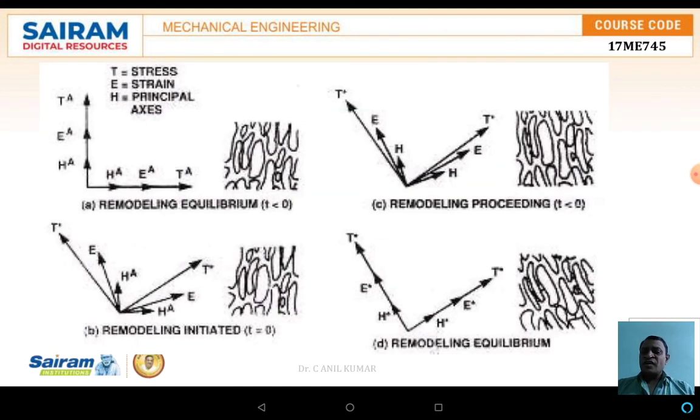This is a structural explanation with respect to the stresses and also the strains and also the principal axis. Even it varies with respect to the directional loading also.